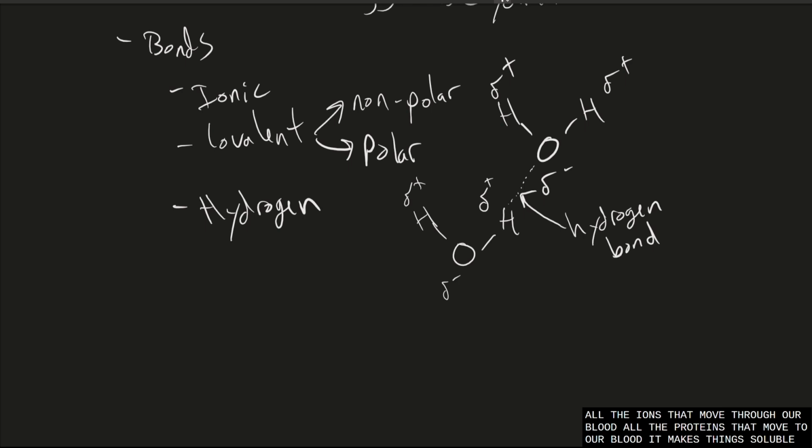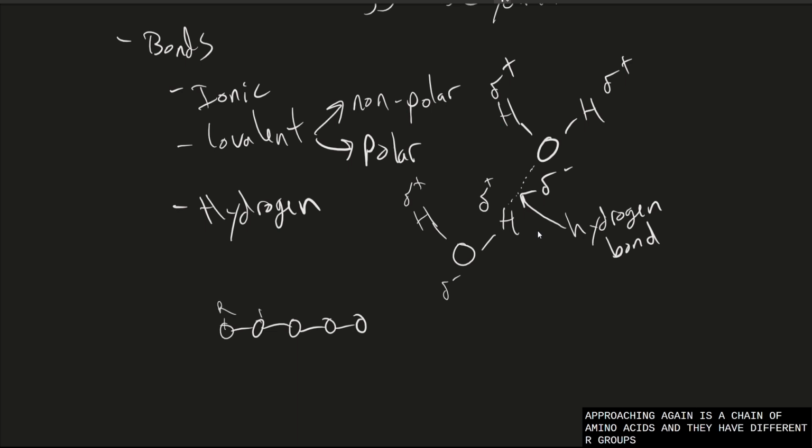So also, with this, hydrogen bonds are the weakest among ionic, polar covalent, and nonpolar covalent bonds. If you're comparing all of them, the weakest bonds are hydrogen bonds. So if you think of a protein, again, a protein is a chain of amino acids, and they have different R groups coming off of it. So those amino acids have these R groups. These R groups can vary.